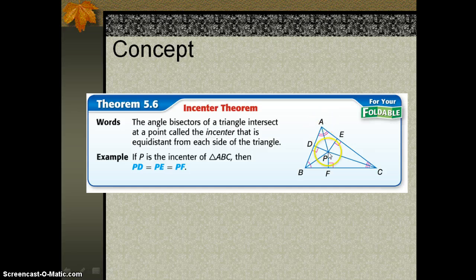So here are my angle bisectors. You can see it's cutting each of the angles in half, and they're meeting at this point right here called the incenter. So that means that DP, EP, and FP are all going to be equal distance from each of the sides. Notice that the distance is perpendicular.